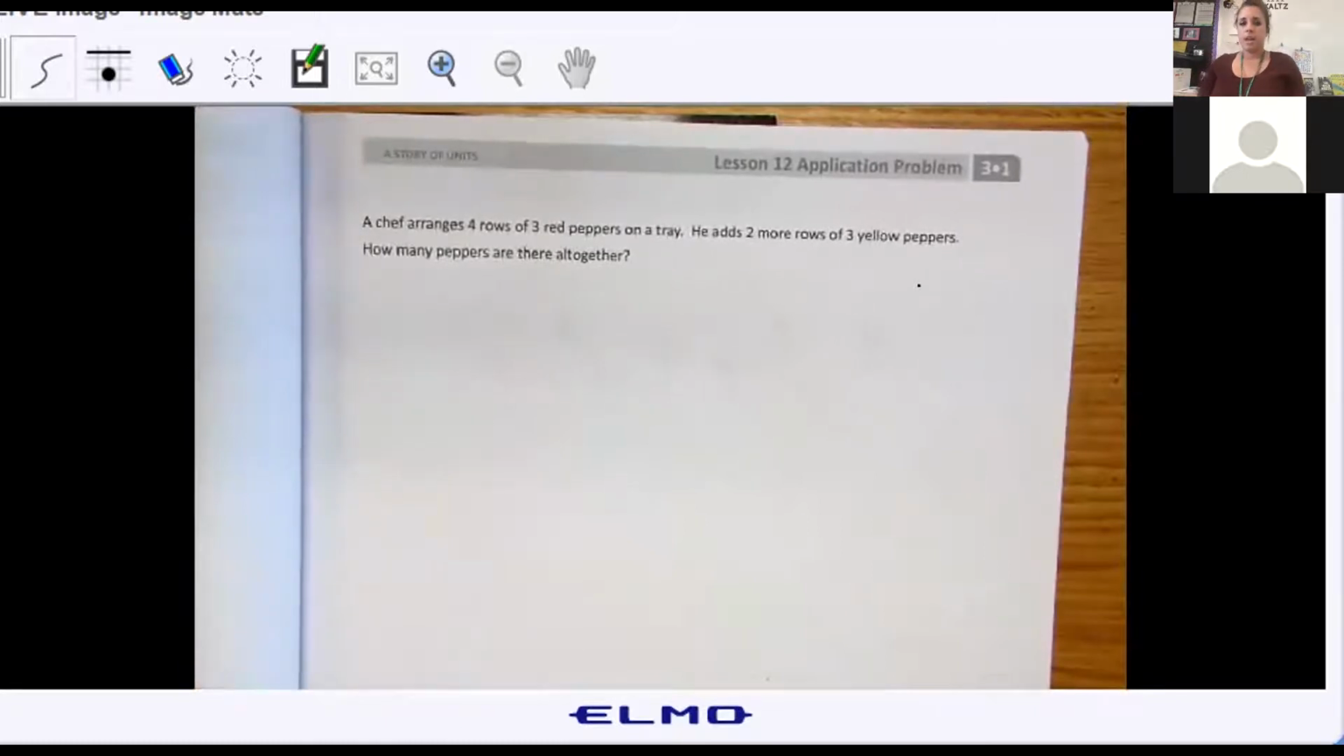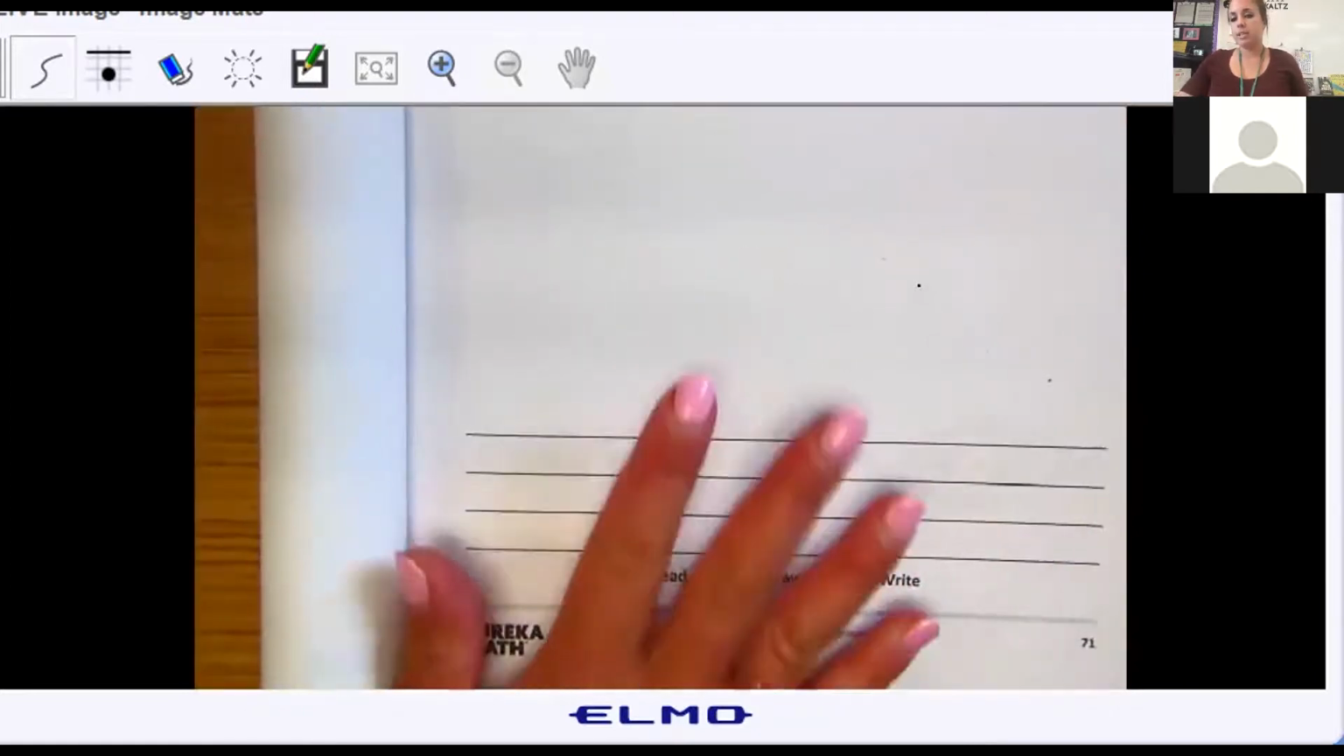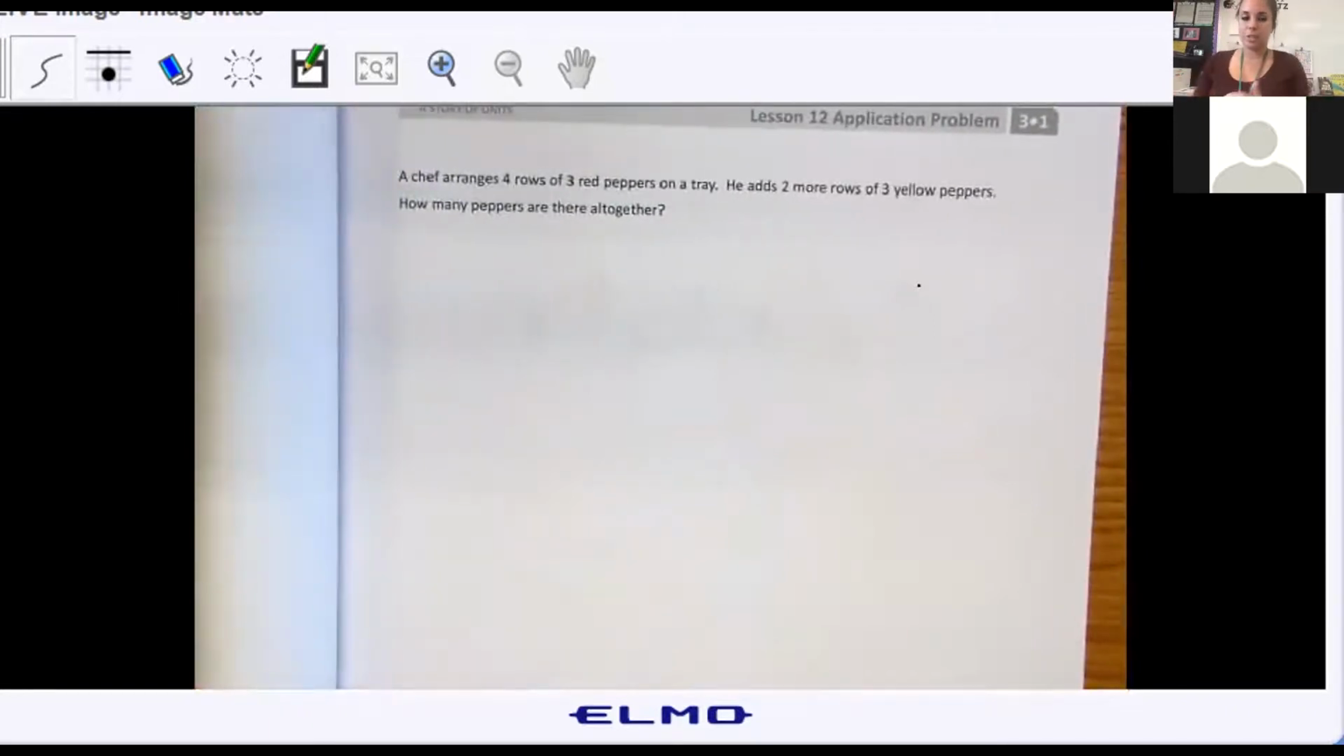Allow me to read it. A chef arranges 4 rows of 3 red peppers on a tray. Rows, probably going to have to draw an array. He adds 2 more rows of yellow peppers. How many peppers are there all together? It might help if you use some colors on this one, using red and yellow. Go ahead, I want you to draw a picture, write out some math numbers, and then write your total answer at the bottom of how you found the answer and the actual answer. So go ahead, pause the video, and I want you to try it.